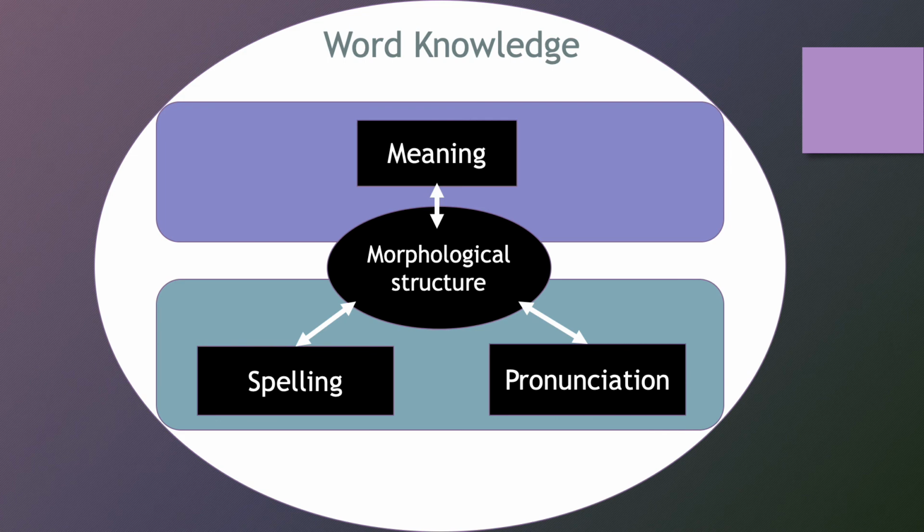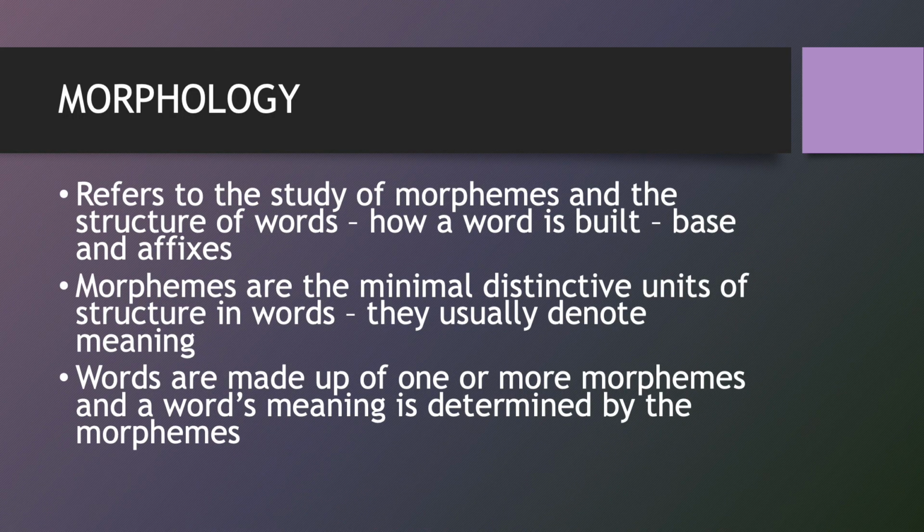Here's a visual representation of how I think about word knowledge. Word knowledge includes multiple components: the meaning and the form, with form being the spelling and pronunciation. And morphology is the thing in the center that governs, if you will, and connects the meaning, spelling, and pronunciation. I'll talk more about the importance of morphology for orthography in a later section of this presentation. For now, let's talk a little bit about what morphology is.